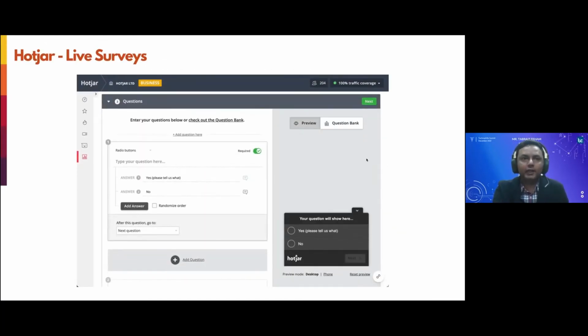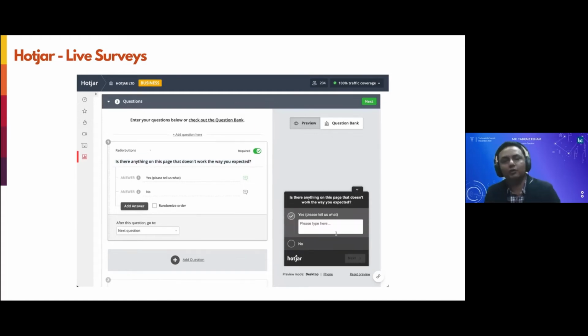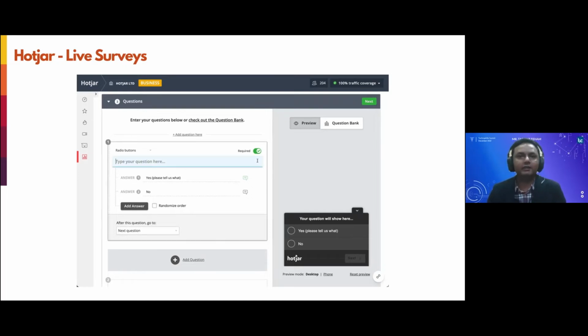Hotjar has another very good feature, live surveys, whereby you can actually design the surveys and you can embed them right into your application. User feedback collection and being able to get it into the platform and be able to perform the analysis on that. You should be having this kind of feature embedded into your application.